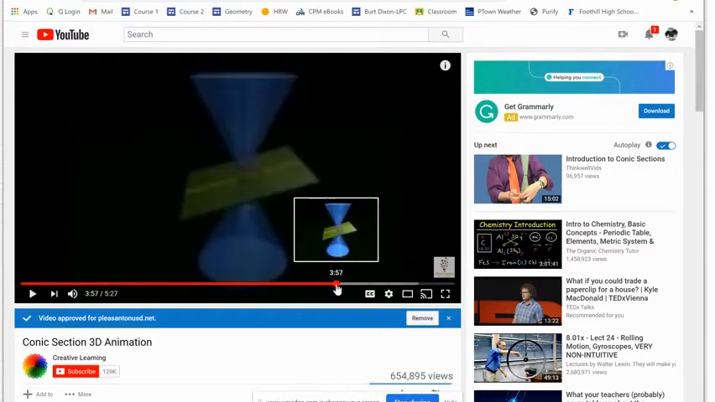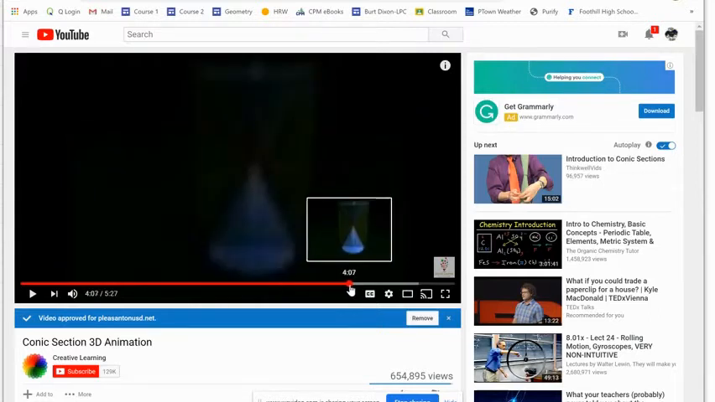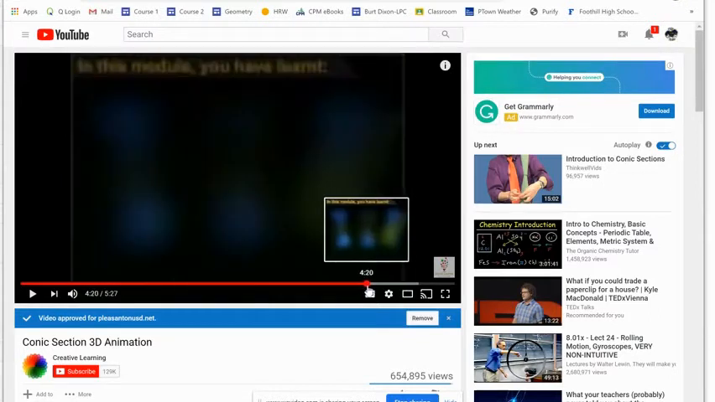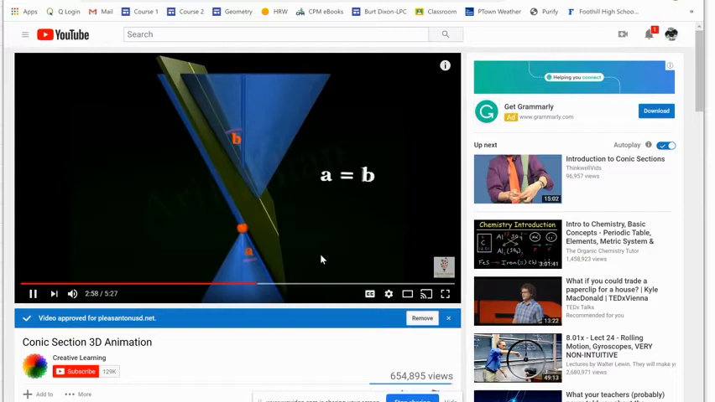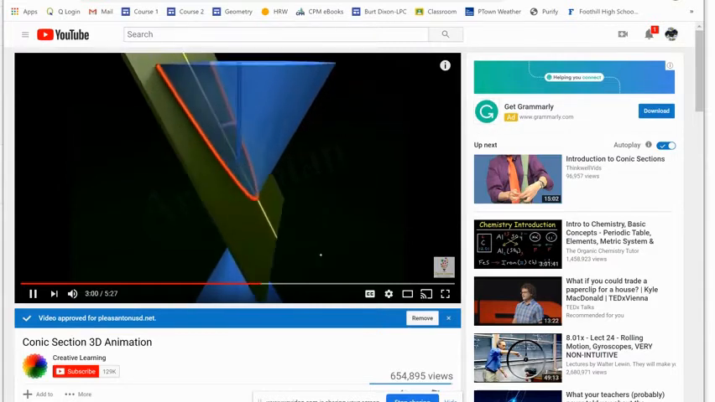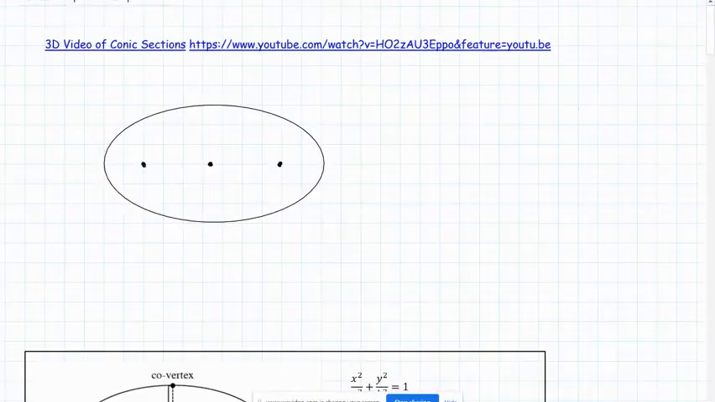And it's possible to just get a single point. So we get circles, parabolas, ellipses, hyperbolas. You can even get a line if you just let the plane touch along both of the cones, then you could get a line as a conic section as well. Okay, so back to our notes. We're focusing on ellipses today.